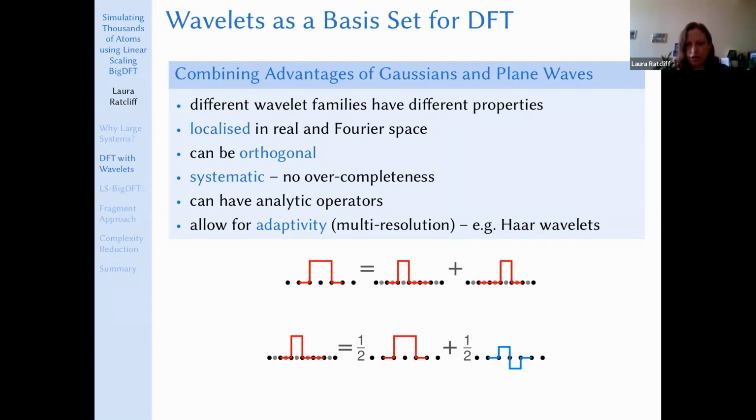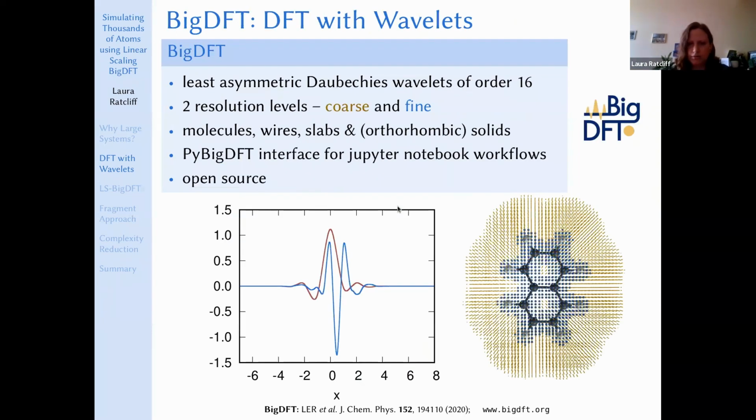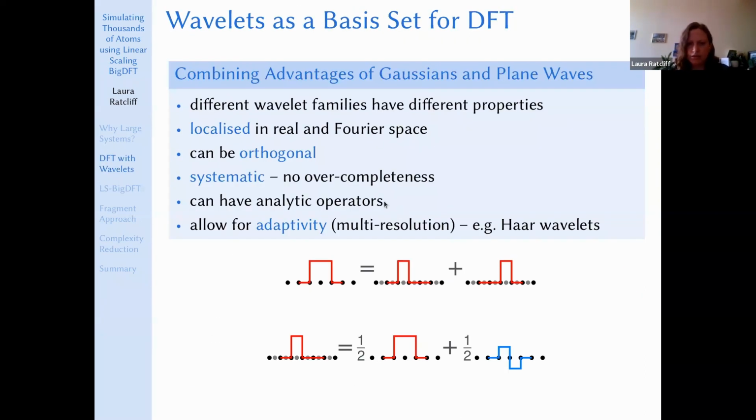We can choose to have an orthogonal basis set of wavelets, and they're also systematic. So they have the same advantage of plane waves that you can systematically converge the basis set to get to the complete basis set accuracy limit. We also can have analytic operators. And then finally, we have a special property that's known as adaptivity or multi-resolution. Just to show what this looks like, taking the simplest possible family of wavelets, which are called Haar wavelets, we have these functions, which are called scaling functions. By combining two scaling functions at a finer resolution level, we can go between two different resolution levels.